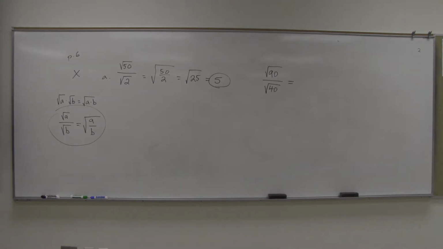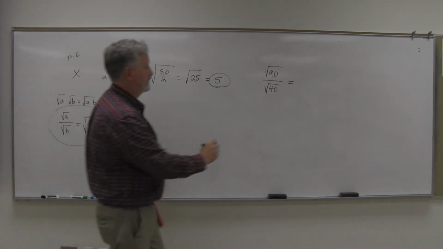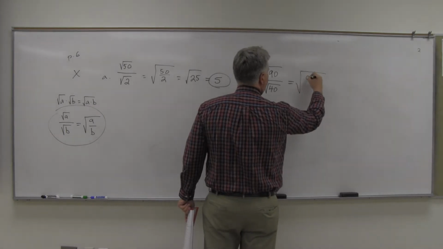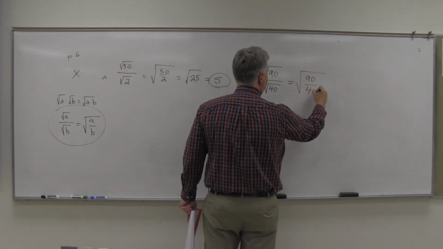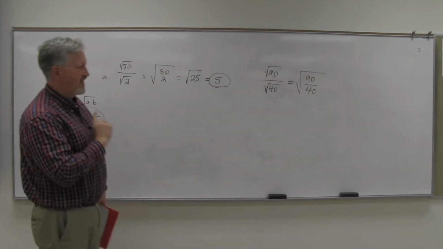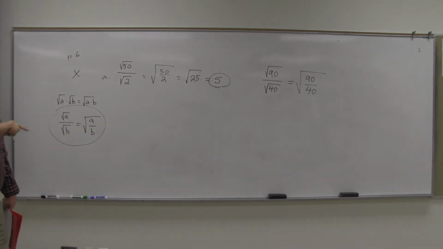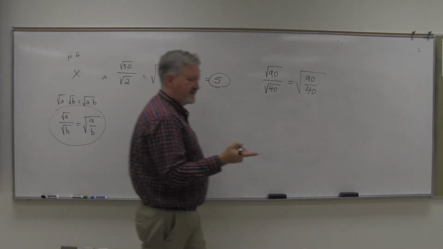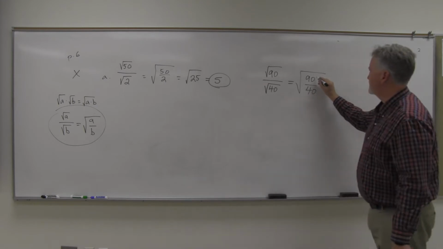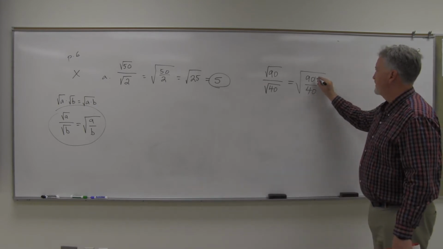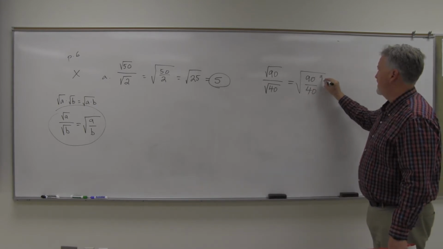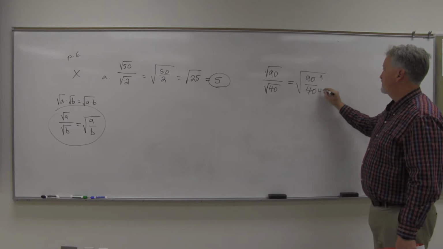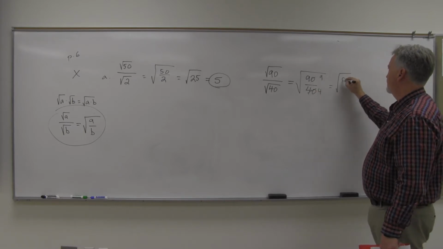If I go ahead and square root those together, they don't quite simplify as nicely. What can I do to 90 and 40? Reduce it by 10. I can reduce this by 10, divide each of these by 10. Take that down by 10, that's 9. Take that down by 10, that's 4. So I wind up with the square root of 9/4.